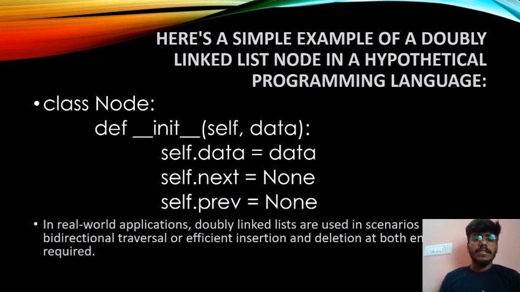Next, here's a simple example of a doubly linked list node in a hypothetical programming language. Class node, definition init, self dot data equals data, self dot next equals none, self dot previous equals none. In real world applications, doubly linked lists are used in scenarios where bidirectional traversal or efficient insertion and deletion at both ends are required.